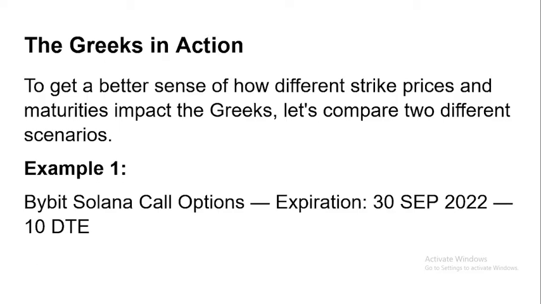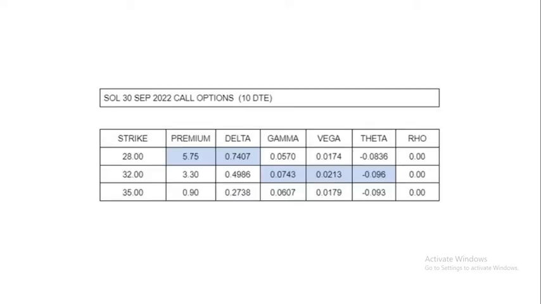So the Greeks in action. To get a better sense of how different strike prices and maturities impact the Greeks, let's compare two different scenarios. So example 1, Barry Solana call options. Expiration is 30th September 2022 and 10 DTE. So this is a graph showing how the strike at various price levels and their premiums, delta, gamma, vega, theta, and rho looks like.